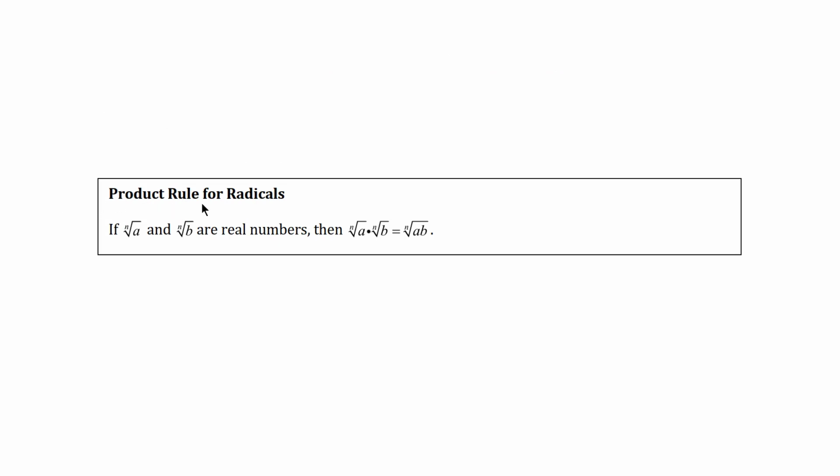First, we have the product rule for radicals. Here it states if the nth root of a and the nth root of b are real numbers, then the nth root of a times the nth root of b is equal to the nth root of a times b. So according to the product rule for radicals, if we have a product between two radicals with the same index n, then we could combine everything under one radical with the same index n.